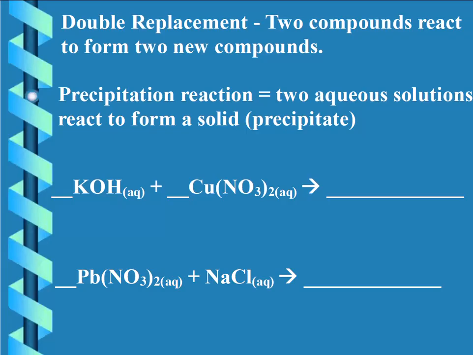Double replacement reactions, 2 compounds react to form new compounds, so they're swapping partners. One type of double replacement is precipitation, where 2 aqueous solutions react to form a solid. That solid is referred to as a precipitate. The easiest way is to draw a line through the 2 compounds and put their charges.